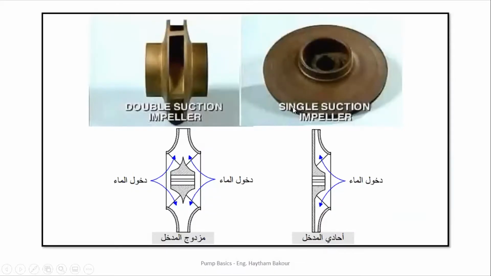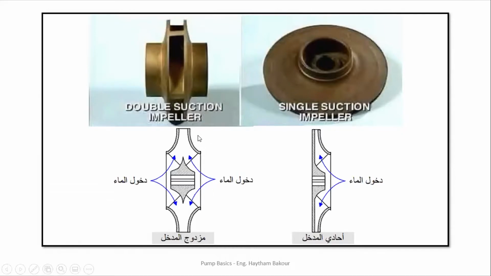And there is another categorization for the pumps based on the impeller shape or style. So we have the impeller where we have the entrance of the water from one side. So it is a single suction impeller. While in some impellers the water is coming from two sides, we call them double suction impeller.